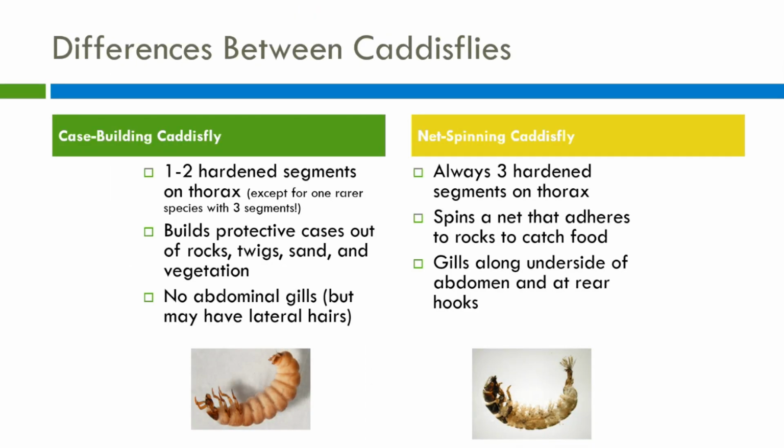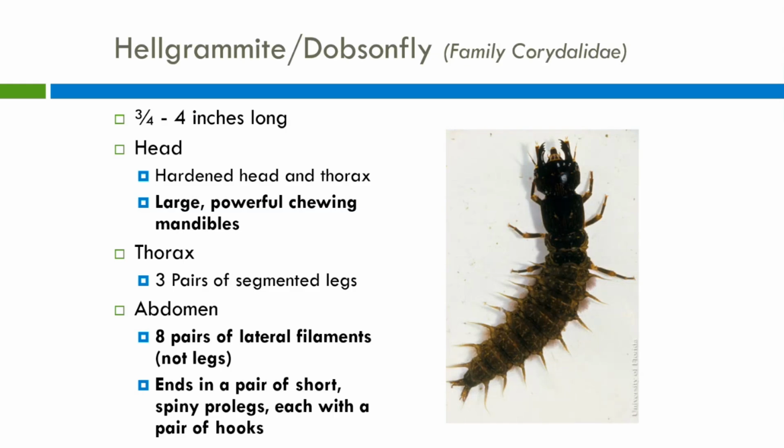To summarize the differences between these caddisflies, our regular caddisflies will have 1 to 2 hardened segments on their thorax, while the net spinning caddisfly will always have 3 hardened segments on the thorax. There is one example that does have 3 hardened segments, Helicopsychidae, but we very, very rarely find it, and it does not have the gills on the underside of the abdomen. So I hope that if we do by chance ever find this, we wouldn't falsely confuse it for a net spinning caddisfly. But those gills along the abdomen, definitely a key indicator. All right.